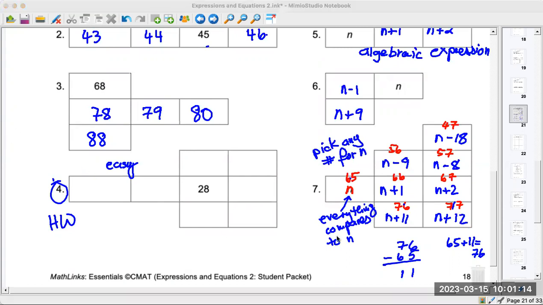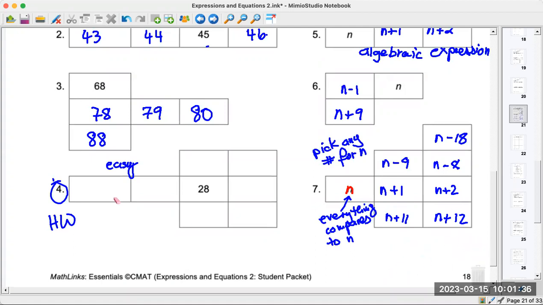So I have filled in my chart, and I want to erase all these numbers because they just help you figure out the algebraic expression. And this is scratch work. We'll do away with it. So there's my algebraic expression.